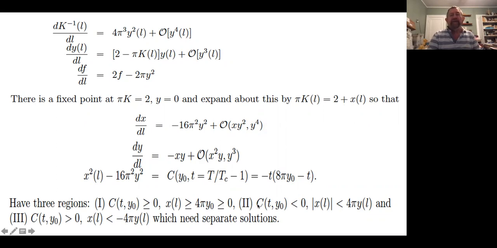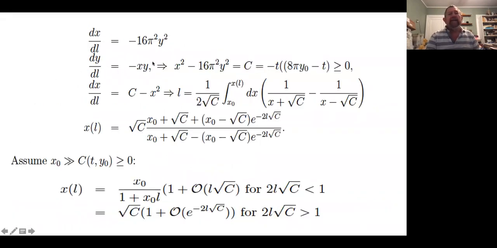The second regime is when this integration constant c is negative. And the third region is where, again, this integration constant c is greater than 0, but this x of L is smaller than minus 4 pi y. And these three regions need separate solutions. So it gets a bit tedious.